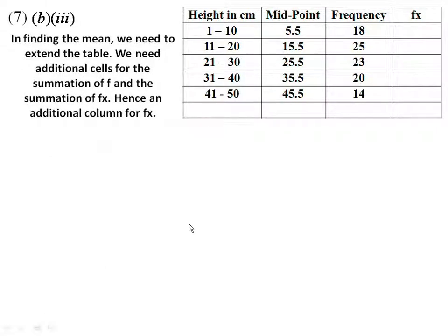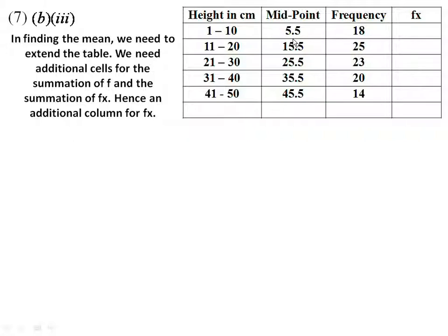In finding the mean, we need to extend the table, and we have the extended table here. We need additional cells for the summation of f, and for the summation of fx, hence an additional column for fx, which is the product of f and x. And what do we consider to be x? The mid-interval point, because we are adding all of the possible values, and we have 18 of them right here. 18 of what? 18 of 5.5. So 18 values, each one is 5.5, so we multiply the 18 by 5.5.